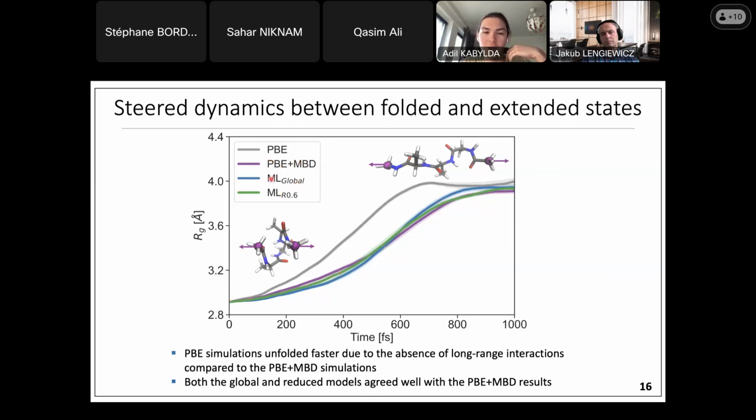And here we compare the original global machine learning model, sGDML, in blue and the green one, which is a reduced one. And we see that both of them agree very well with the underlying reference. So both global models agree well with the reference with the long-range interactions, meaning that we do describe them pretty well.